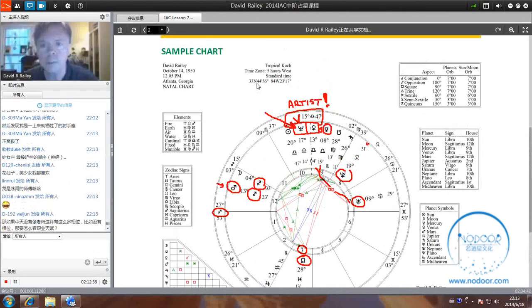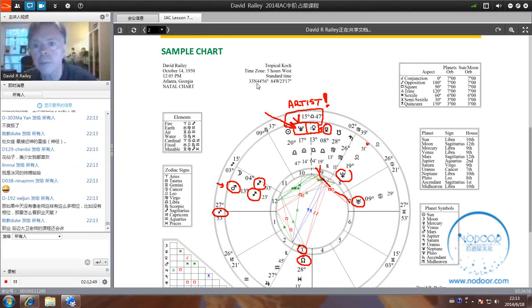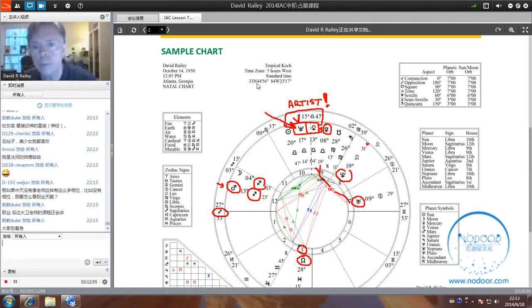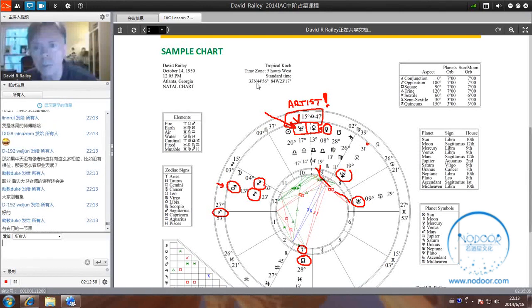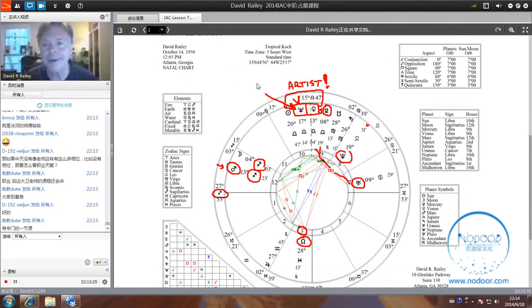While still a student, I worked for 6 months as a bartender. There's Neptune on the midheaven. I also did outdoor work, construction work and landscaping work for income while I was a student. Something physical, right? That is Mars, doing something physical in your career.